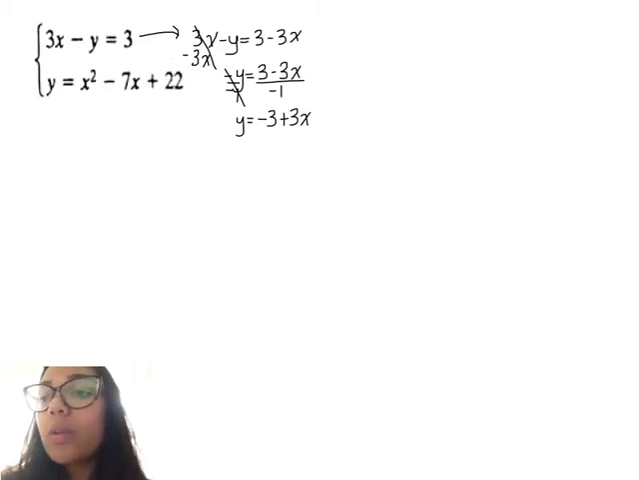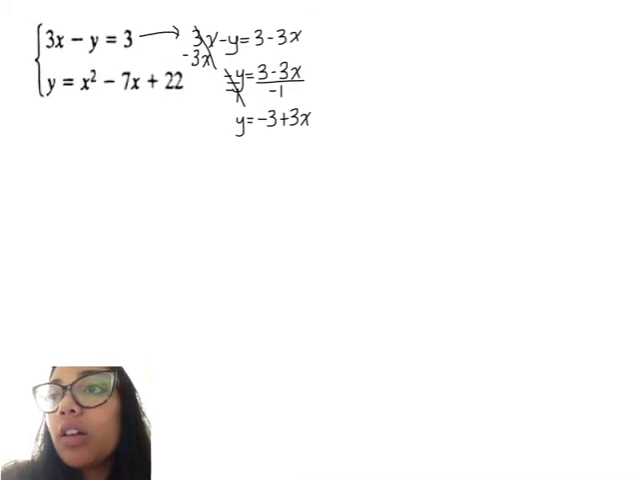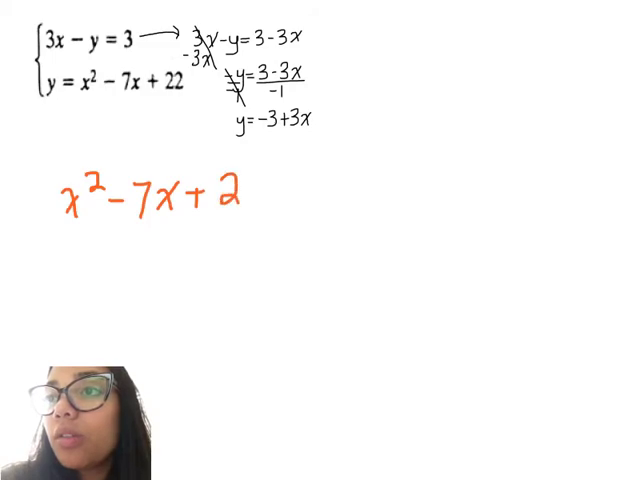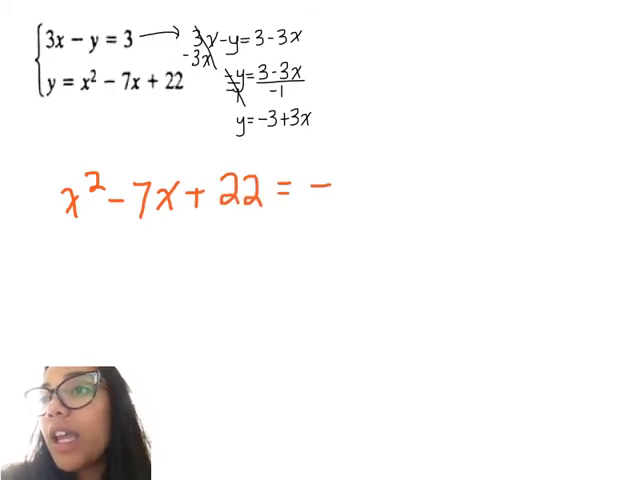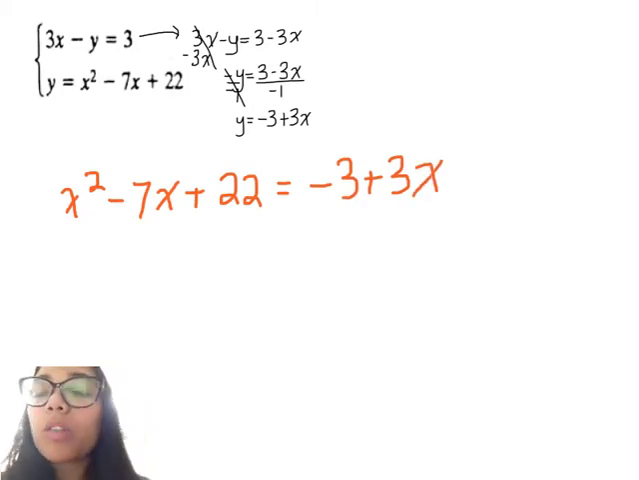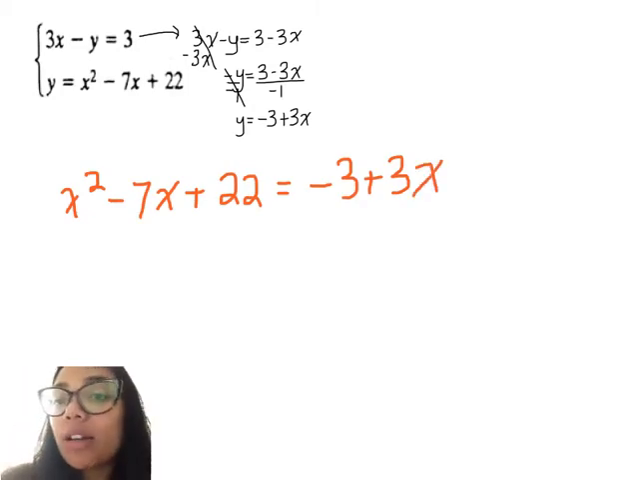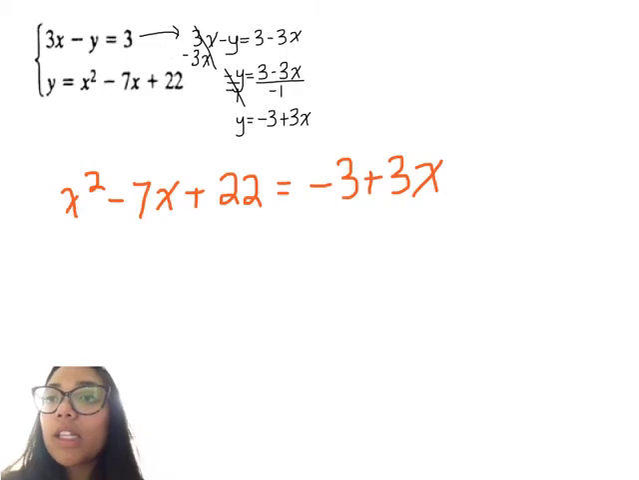So now I have two equations that equal up to y, so that means I can make them equal up to each other. So I have x squared minus 7x plus 22 equals negative 3 plus 3x. So after I equal them both up to y, I'm doing everything I did on my first example. The only thing different was this time they didn't give me it easy. They didn't tell me that both of them equal up to y.